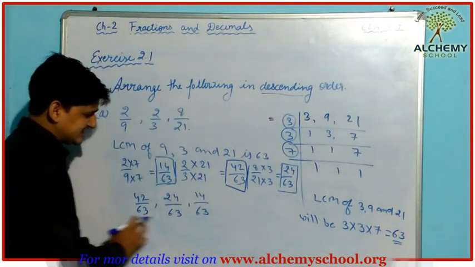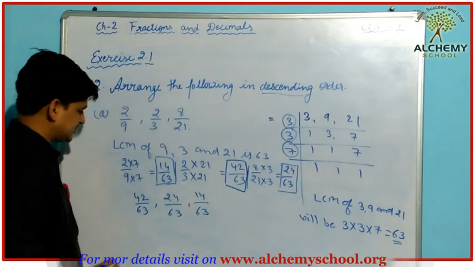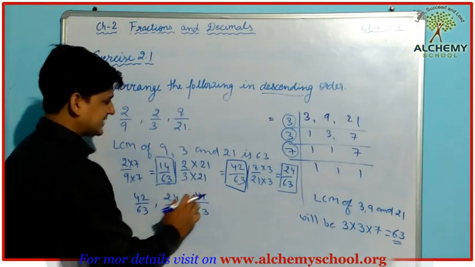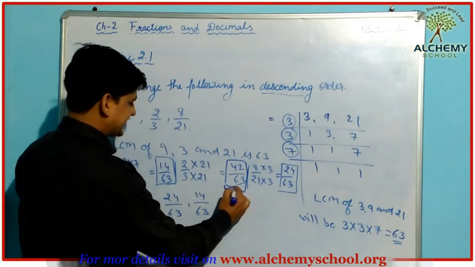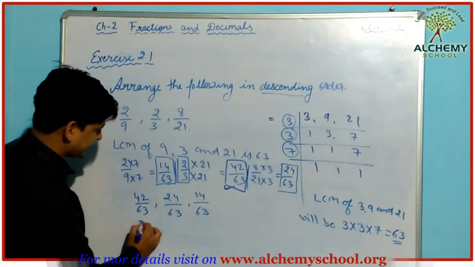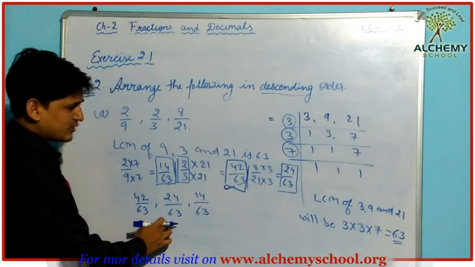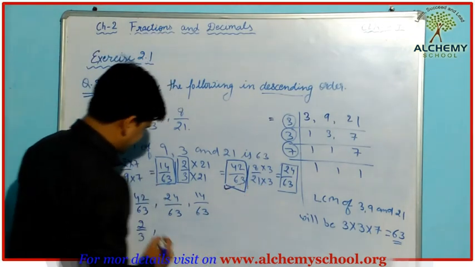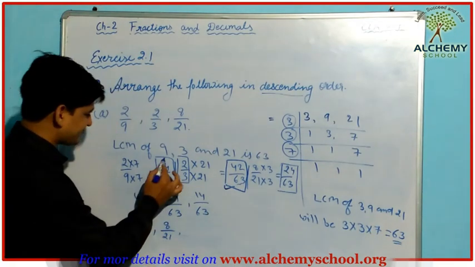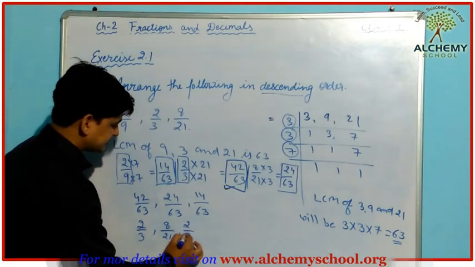Now instead of these values, we have to write the original values that were given in the question. Instead of 42 upon 63, we write the original value that we had changed, so we can write 2 upon 3. Instead of 24 upon 63, we write the original value, 8 upon 21. And the third value, 14 upon 63, is 2 upon 9, which is the original value.